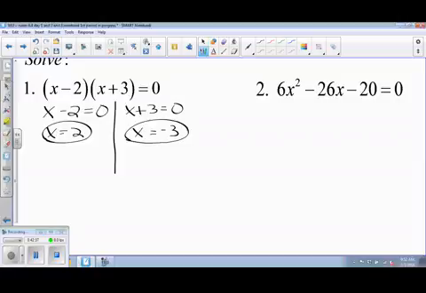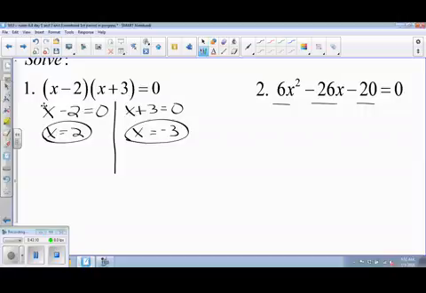Now, this one, how many terms are in the second one? There's 1, 2, 3 terms. Oh, you thought I said how many solutions? Yes, we're going to get 2 answers for this one. We better get 2 answers. If you didn't get 2 answers, maybe you forgot a plus or minus or something along the way.